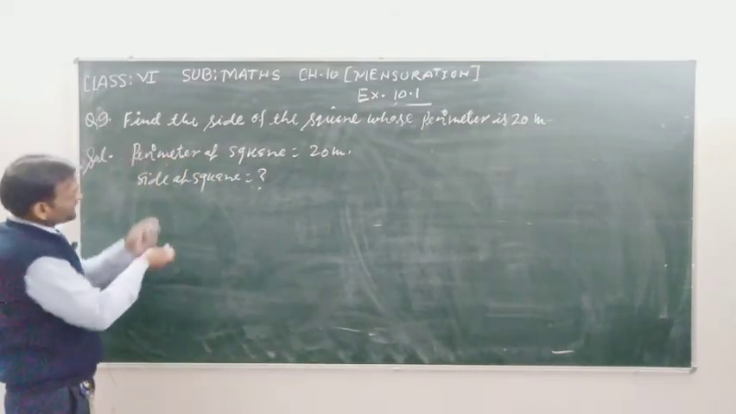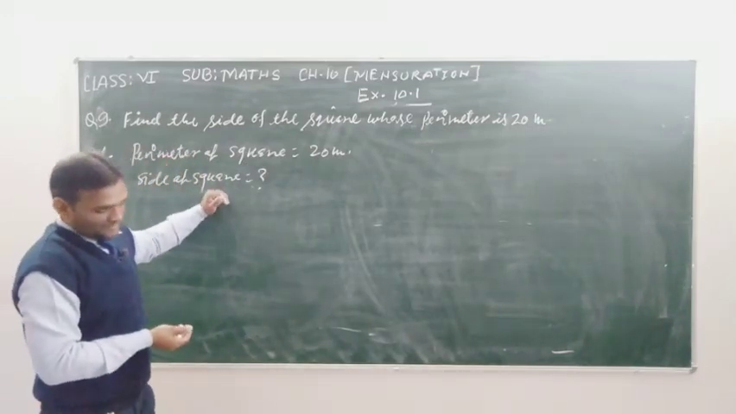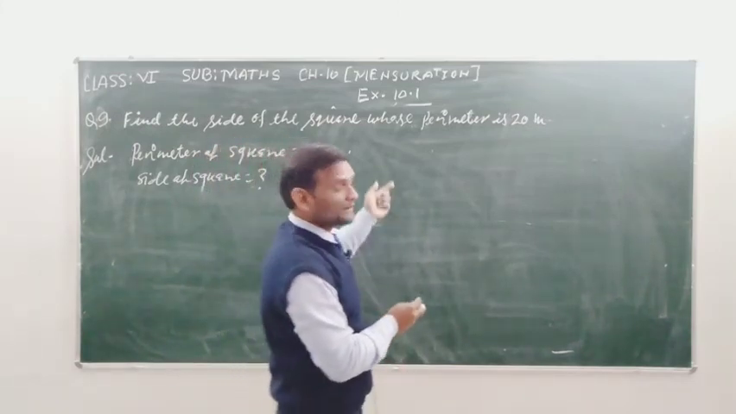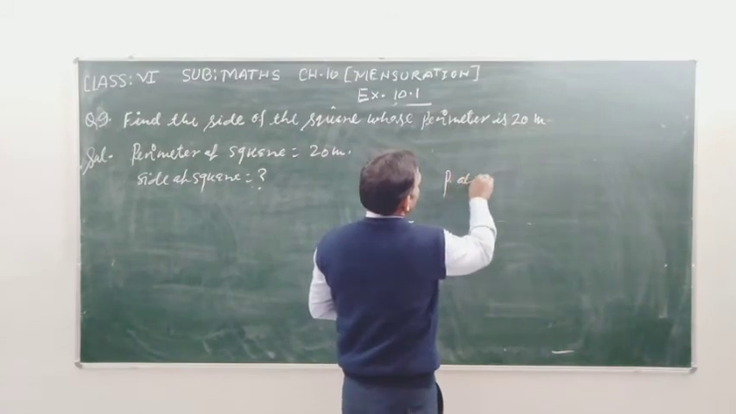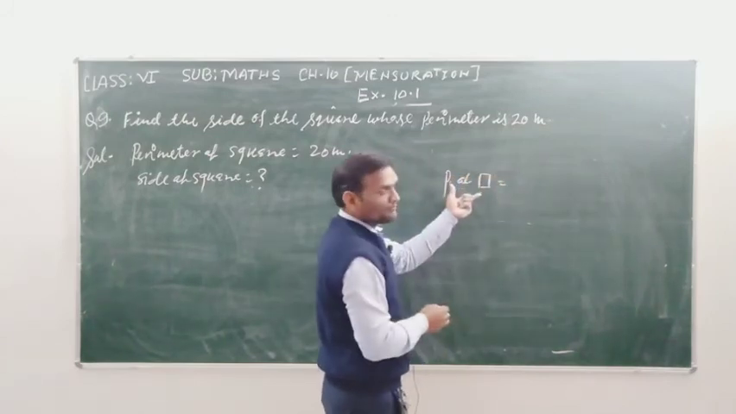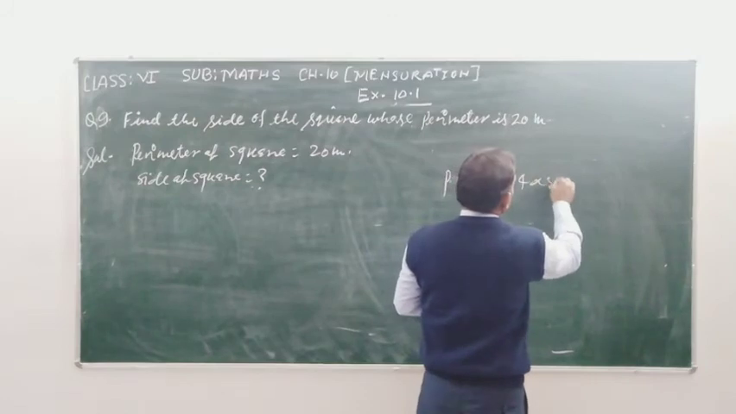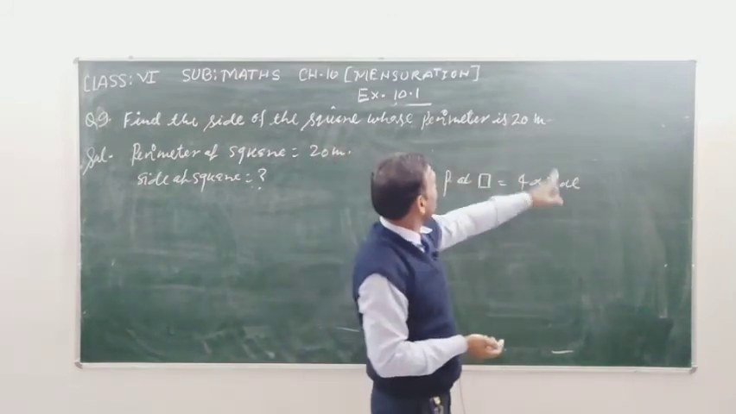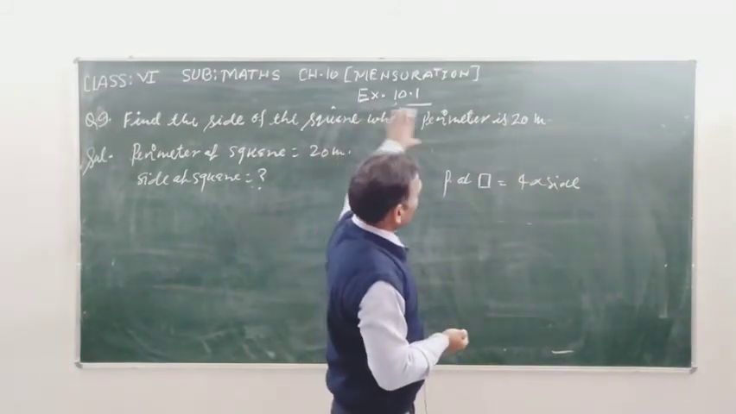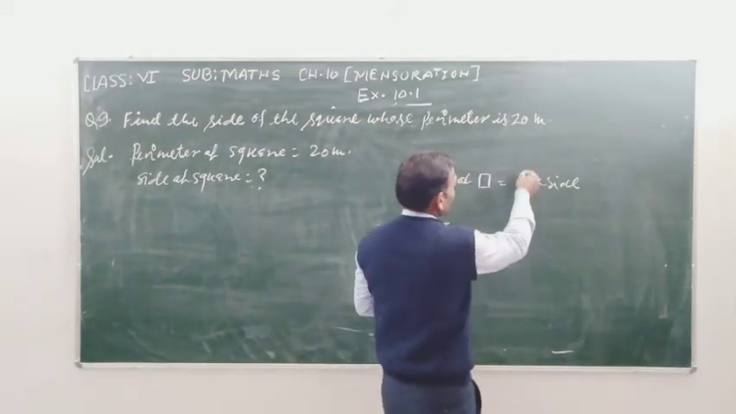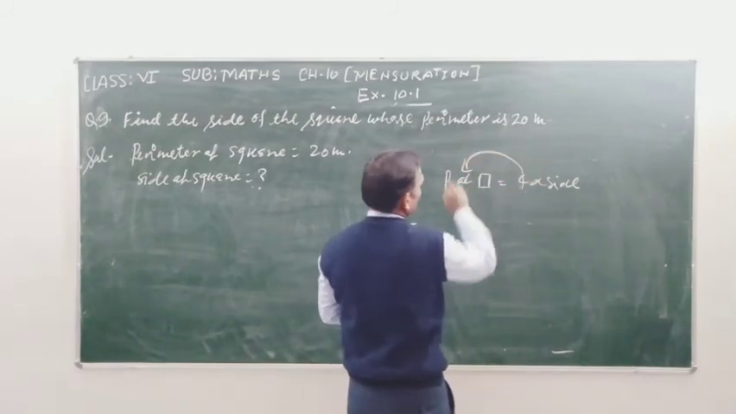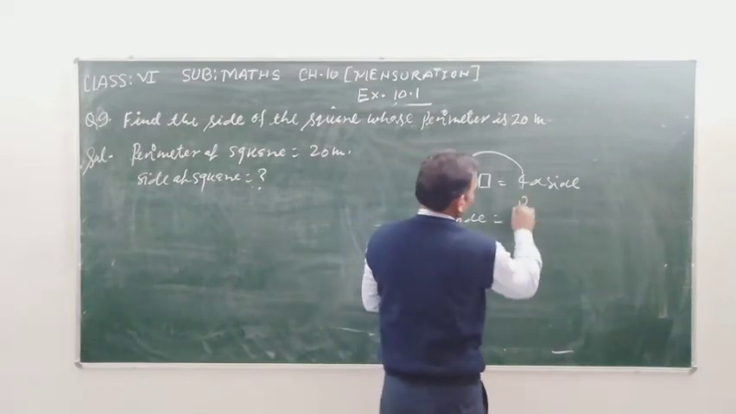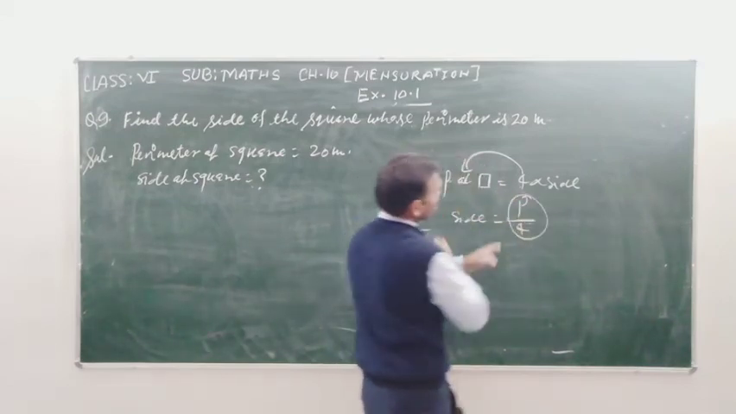So how can we find out the side of the square? I want to tell you a formula for finding the side of the square. You know the perimeter of the square is 4 into side. And you need to find out the side in this question. So we have to transpose 4 to the left side. So side is equal to perimeter upon 4. This is the formula.